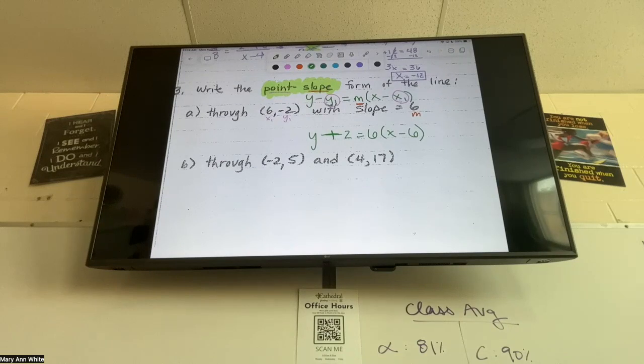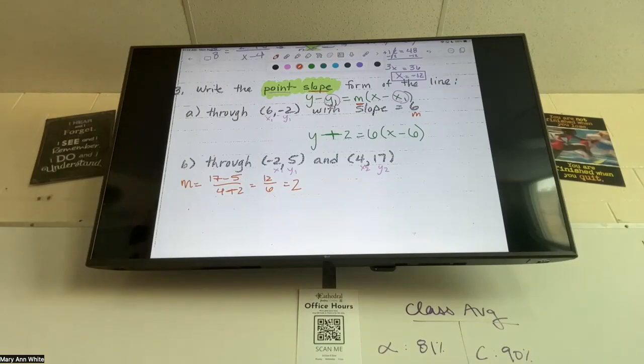Okay. This next one has 2 points. What do I do to start this one? Find my slope. Very good. I've got my x1, y1, x2, y2. 17 minus 5 over 4 minus negative 2. So 12 over 6, which is 2. So you guys got? Yeah.